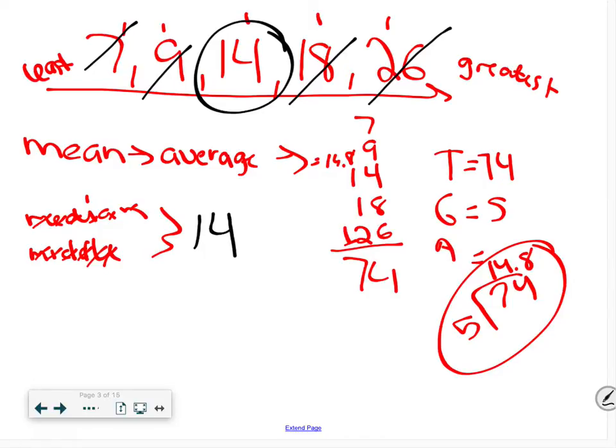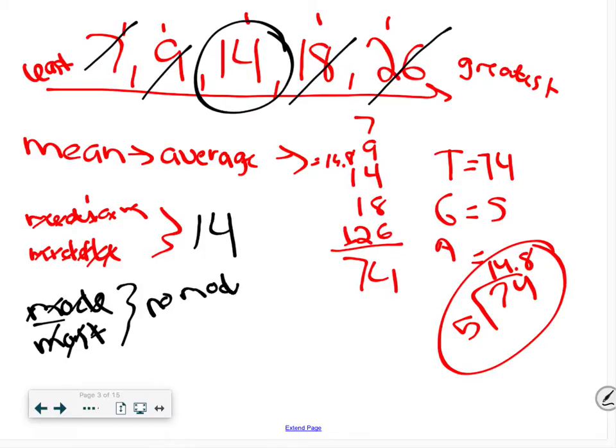The mode is the number that occurs the most often. I remember that because of mo and most. Also, mode has 4 letters, and most has 4 letters. The number that comes up the most? Well, here, 7 is only once, 9 once, 14 once, 18 once, 26 once. There's no mode because no number shows up more often than the other numbers.